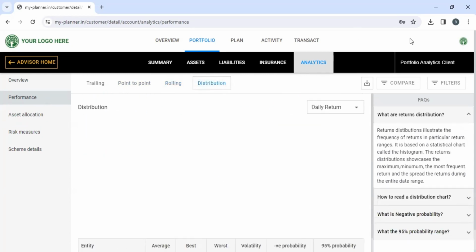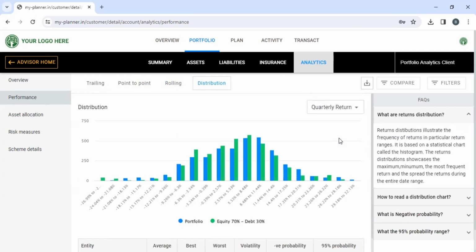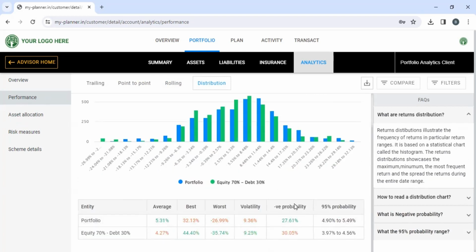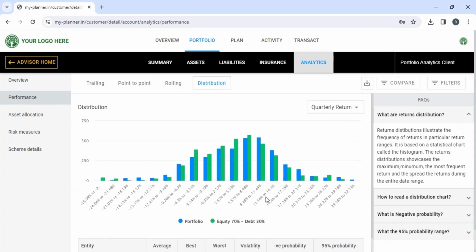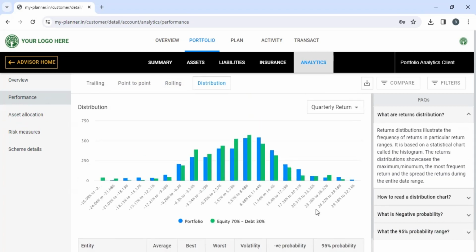And then distribution. Distribution, in a way, sheds light on the probabilistic aspect of a portfolio, because portfolios are made of risky assets. Risky assets are not deterministic in nature, but probabilistic in nature. So in that sense, you can see a very beautiful bell curve of the quarterly returns generated by this portfolio against this benchmark, and we can see the negative probability, the probability that this portfolio might give a negative return over a quarter, and the confidence interval, a 95% probability of the returns lying in this particular range. All these things can be figured out. And so this basically constitutes our portfolio analytics tool.